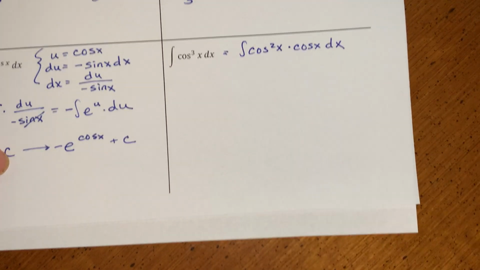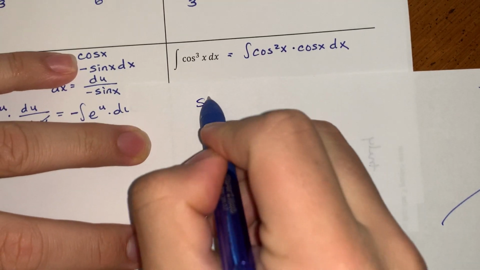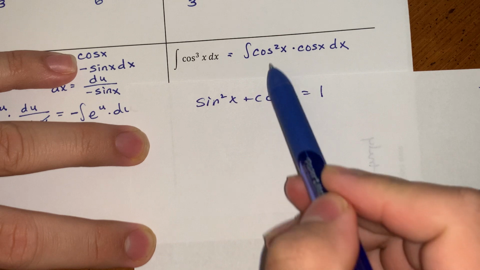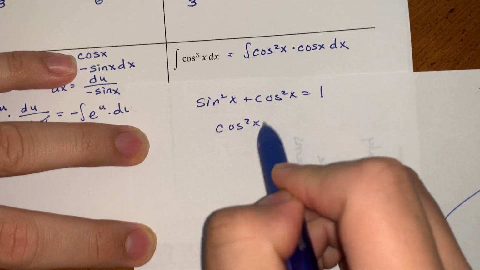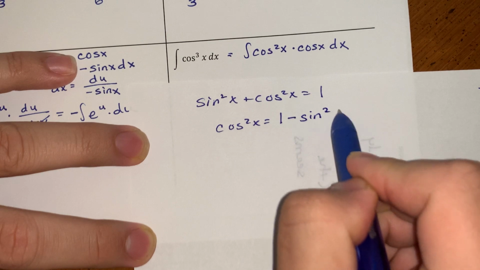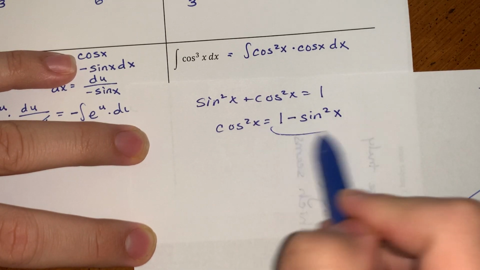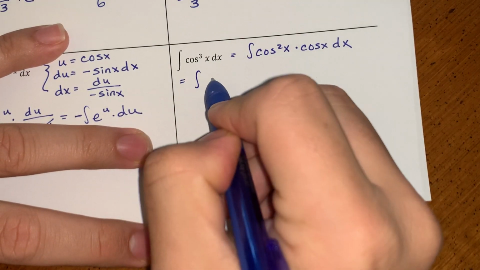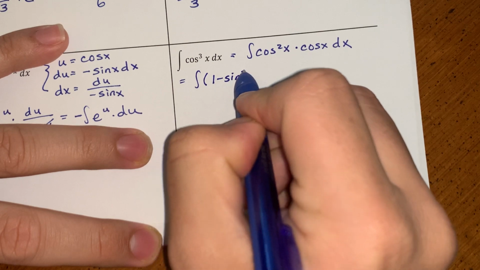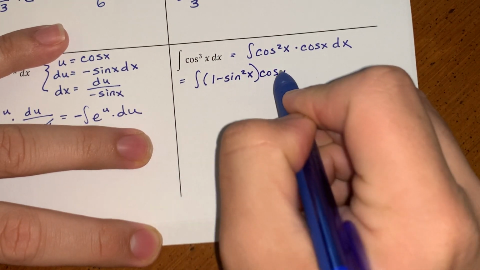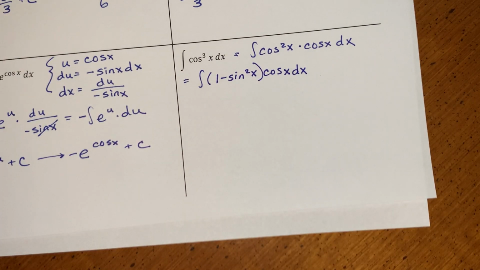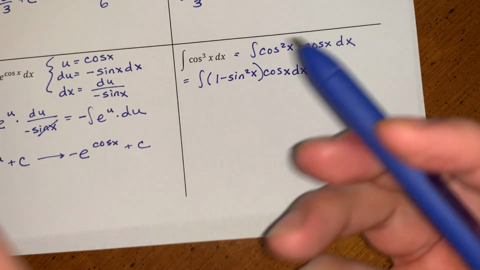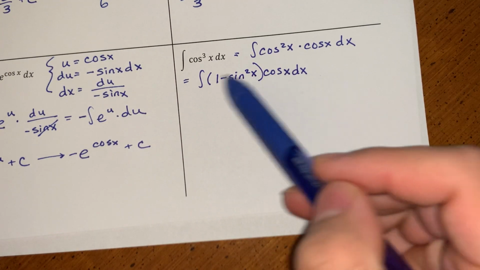All right. So one of the things you should remember is that sine squared of x plus cosine squared of x is equal to 1. So if I want to know what cosine squared of x is, I can rewrite cosine squared of x as equal to 1 minus sine squared of x, right? And then I can substitute it into cosine squared of x. So that's what I'm going to do. I'm going to rewrite this as the integral of 1 minus sine squared of x times cosine of x dx. Okay? So now that I've rewritten my integral like this, is there something I can choose as my u that'll end up equaling some outside portion?